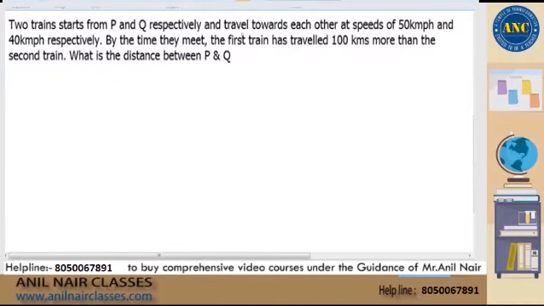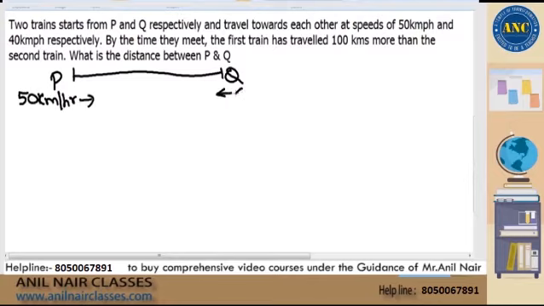Now see here. The question is: two trains start from P and Q respectively and travel towards each other at speeds of 50 kilometers per hour and 40 kilometers per hour respectively. Write the diagram. This is the first statement. Next, by the time they meet, at some point they will meet, the first train has traveled 100 kilometers more than the second train, right?